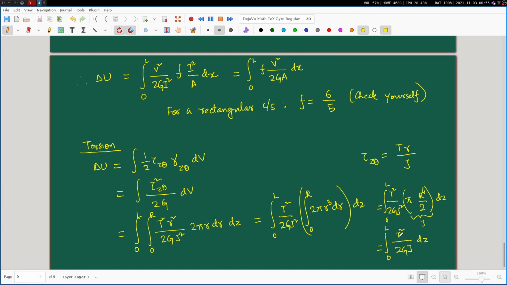This T is the cause, this is the torsion, this delta U is the effect, and in the denominator you have one factor from the material, the G, and one factor from the geometry, which is the polar moment of inertia. So that's it. These are the different expressions for the strain energy change associated with the different loadings.